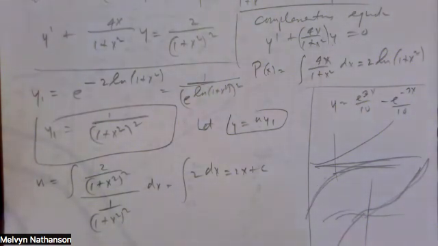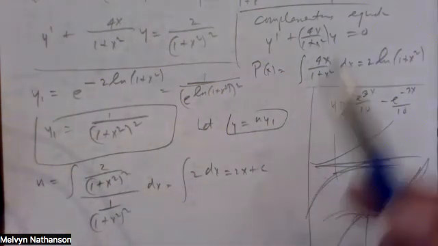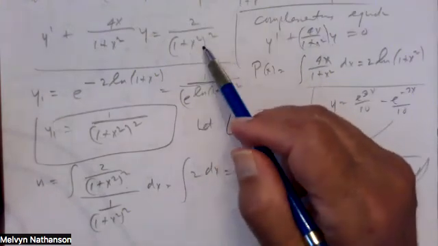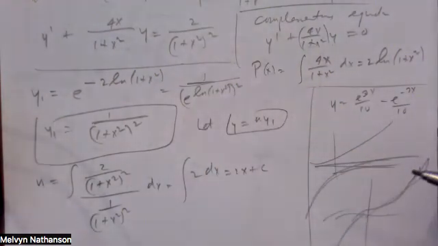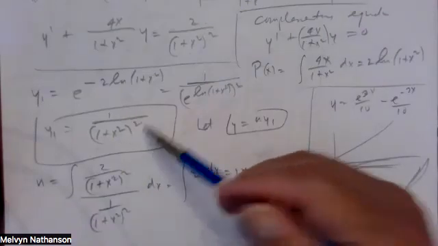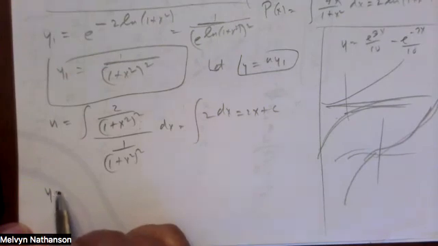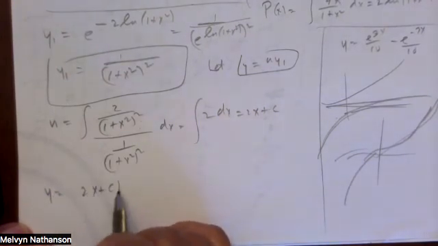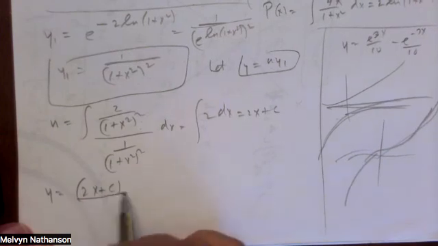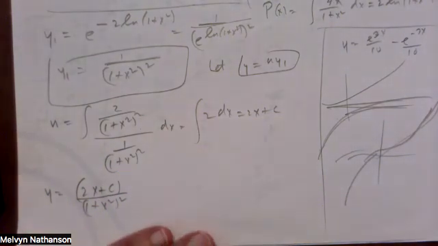Looks like we're very lucky here. F of x is 2 over 1 plus x squared squared. y1 is 1 over 1 plus x squared squared. The quotient is 2. The integral of 2 is 2x plus a constant. So we get as our general solution, y is 2x plus a constant times u. That means over 1 plus x squared squared.